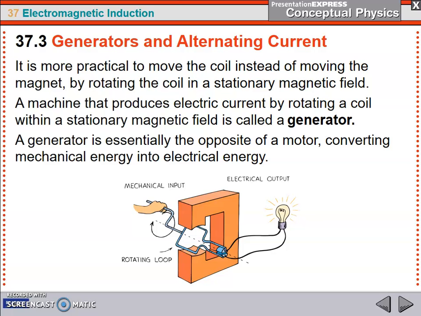In the real world, it is more practical to move the coil instead of moving the magnet, by rotating the coil in a stationary magnetic field. A machine that produces electric current by rotating a coil within a stationary magnetic field is called a generator. A generator is essentially the opposite of a motor, converting mechanical energy into electrical energy.